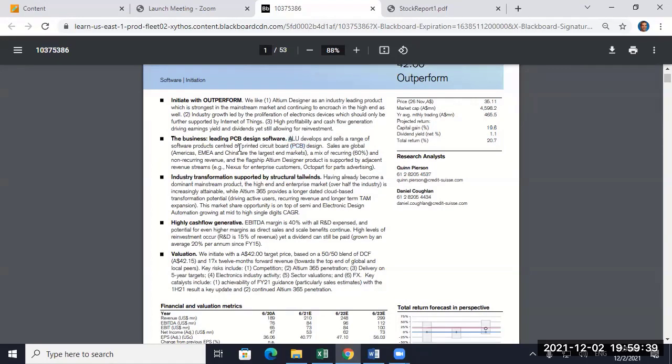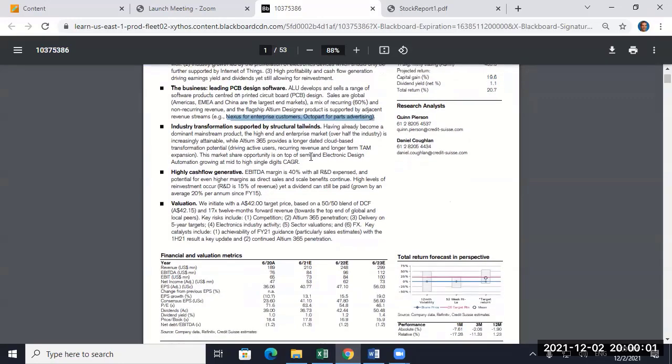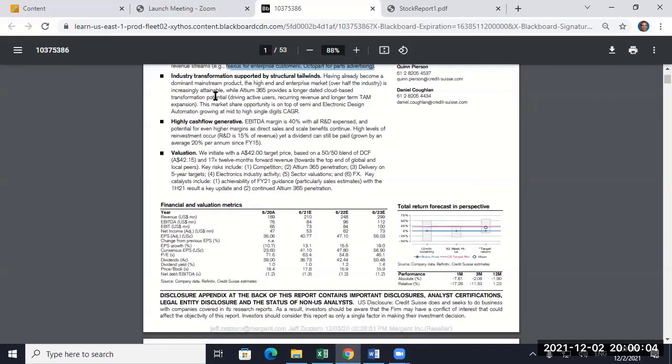So they develop and sell a range of software products centered on printed circuit board design. Sales are global. A mix of recurring, not sure what that means. I guess this is a product you have to buy over and over again, some of it, and non-recurring. And the flagship design is supported by adjacent revenue streams. So there's other stuff they can do. That's all good. That's the kind of stuff you would want as an investor.